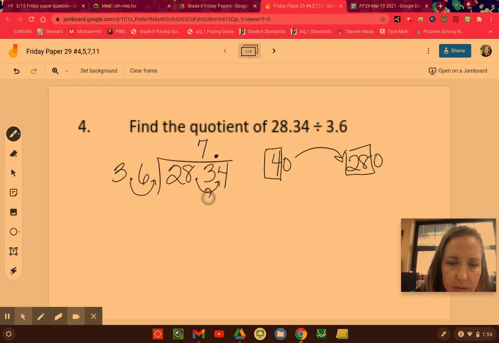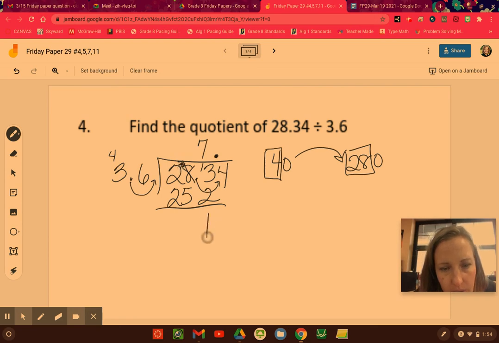7 times 6 is 42. And 7 times 3 is 21, plus 4 is 25. And then let's make sure we're good. Now, if that remainder had been greater than 36 or even equal to 36, that means that I would need to bump up my quotient by 1, but I'm good. So I have a remainder of 31, so I'm going to bring down the 4.